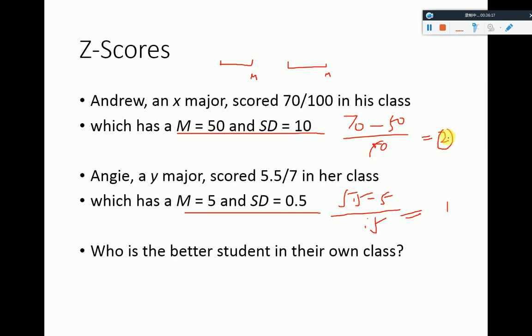So the z-score for Andrew, which is 2, means that Andrew's score is 2 standard deviations above the mean. Whereas Angie, her score is only 1 standard deviation above her mean. Now, these two values are comparable because they're simply distances. 2 is the distance of Andrew's score from his class mean, and 1 is Angie's distance from her class mean. So these two values as distances can be directly compared. That suggests Andrew is indeed the better student in their own class. So we should recommend Andrew to be hired for the job.